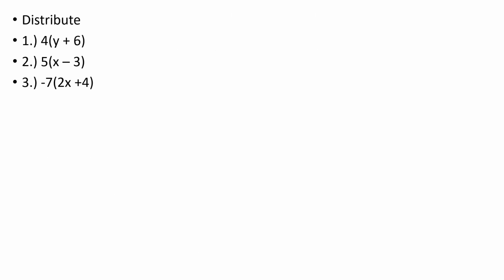Right, first off, we've got some pretty straightforward distribution problems here, and there is flexibility in how much work you show. So we have first 4 times (y plus 6). At the bare minimum, you do need to show that you have done 4 times y to get 4y and 4 times 6 to get 24. I would give that 100% credit in my classroom.